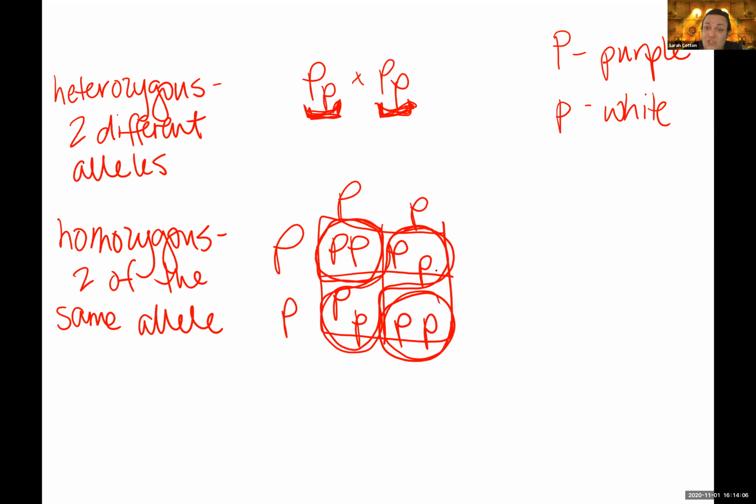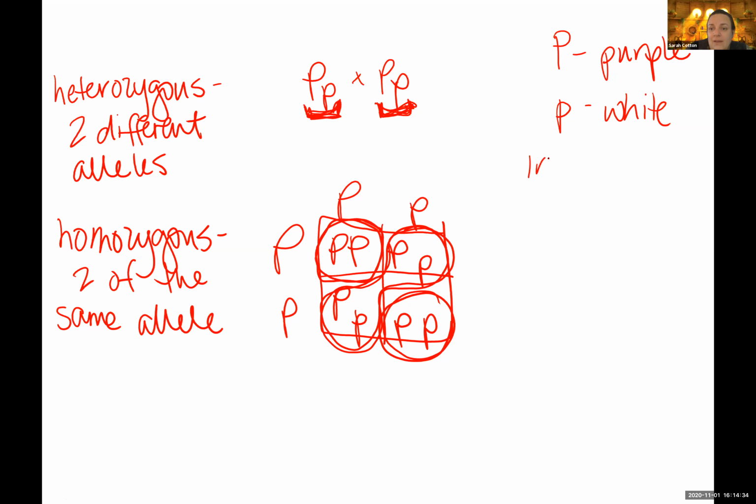They'd be white because they have two recessive alleles. Yeah? So remember, dominant doesn't mean better or worse. Dominant doesn't mean more common or less common necessarily. All dominant means is that it covers up the other allele, right? So the purple covers up the white when you have a heterozygous, okay?